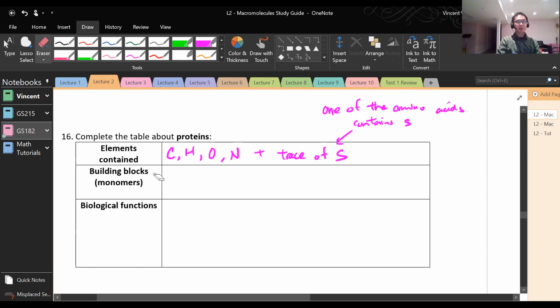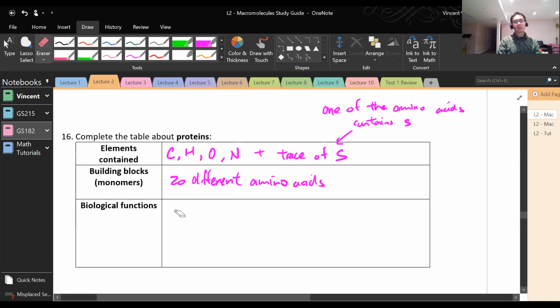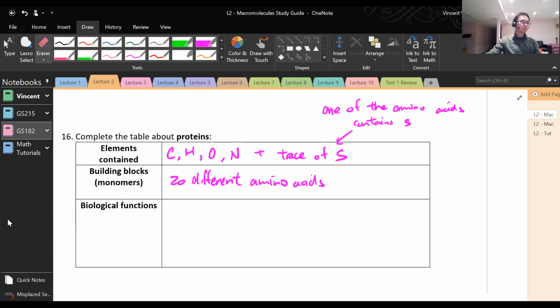Building blocks for proteins: 20 different amino acids. Eight of them are essential, meaning your body cannot make them, you have to consume them. So you have to obtain them through your diet. The other 12, your body can make.